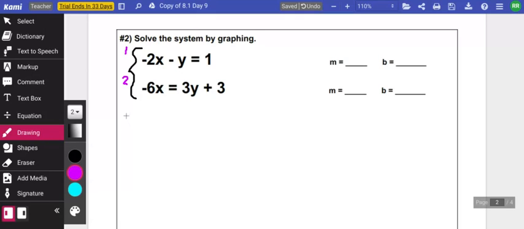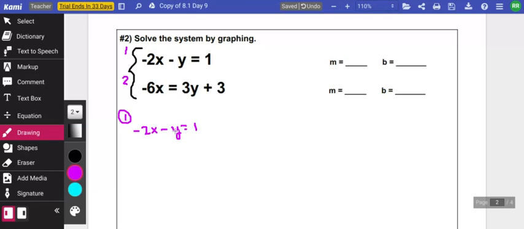So let's do that with the first equation. So I'll put a little 1 and circle it because this is my first equation. I'm just going to copy what this says right here. So I have negative 2x minus y equals 1. Okay, now I'm solving for y, right? That's slope-intercept form like we have been doing. And so I'm going to rewrite this in the slope-intercept form.